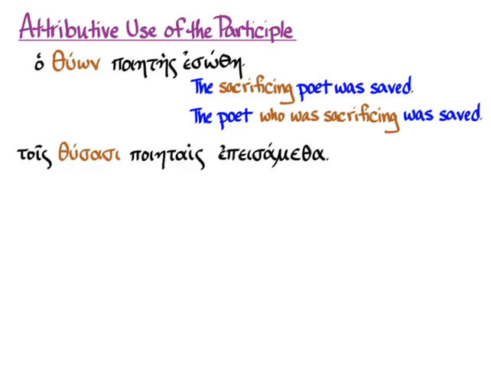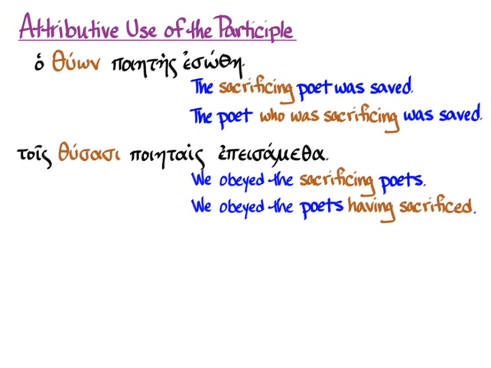Of course, a participle doesn't have to be in nominative case. Tois thusasi poietais epesametha. We obeyed the sacrificing poets. That keeps the Greek structure pretty much intact. It has an English participle in the same spot as the Greek participle, between the article and the noun. We obeyed the poets having sacrificed.